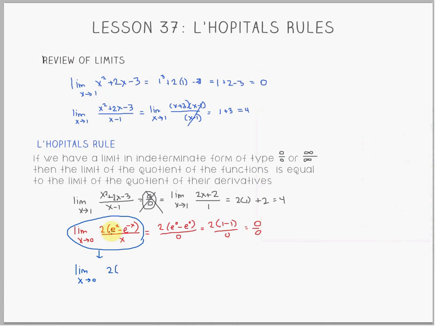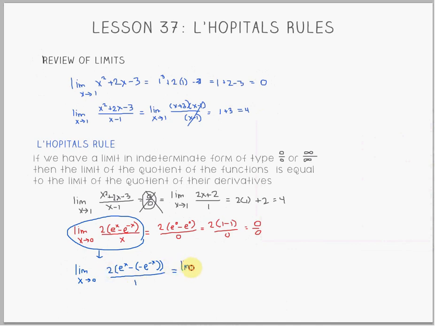So the inside function, e to the x, the derivative is e to the x, minus the derivative of e to the negative x is e to the negative x, but we have to multiply by the derivative of the negative x, which would be a negative 1. So we get a negative e to the negative x. And then we get the derivative of x is 1. Okay, so now we can go through. I'm going to just simplify this a little bit more.